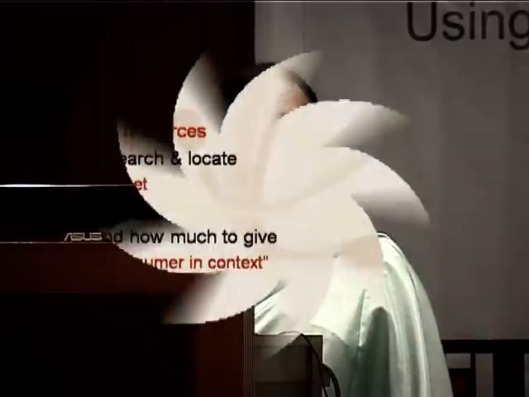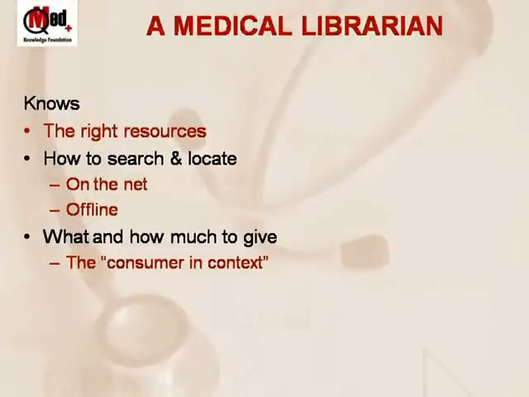So what do we know? In any specialty, we know the right resources, how to search and locate information which could be on the net, it could even be offline. The reality is everything is not on the internet, or even through the internet you don't get access to everything that is there in the world. This was a question that came up, how much is too much or how much is too little to give? And I'm going to answer this in the next slide.